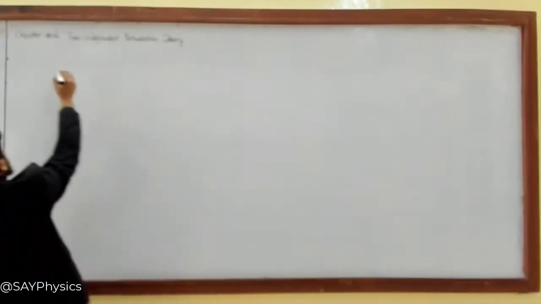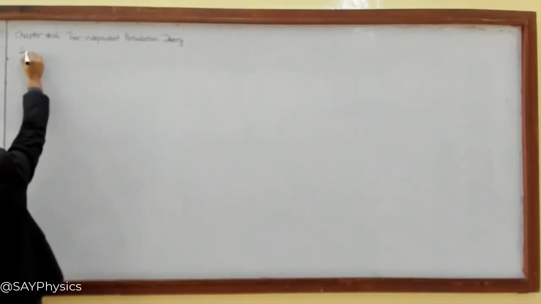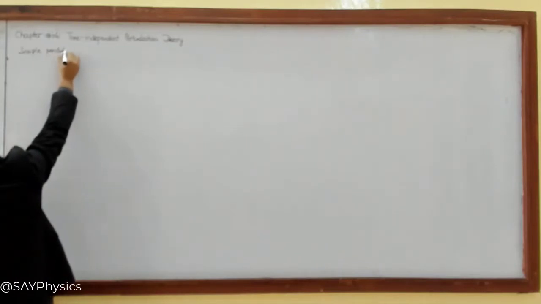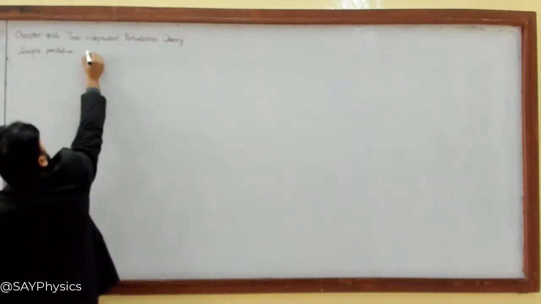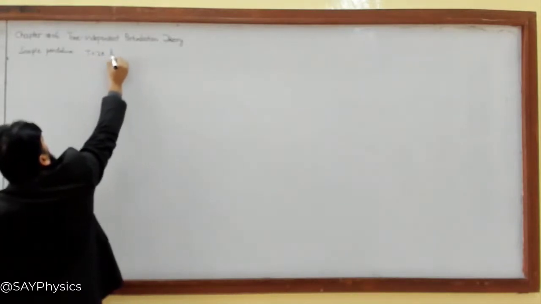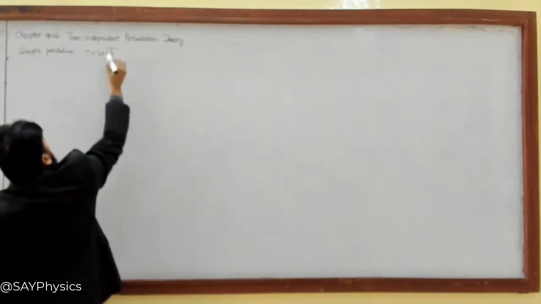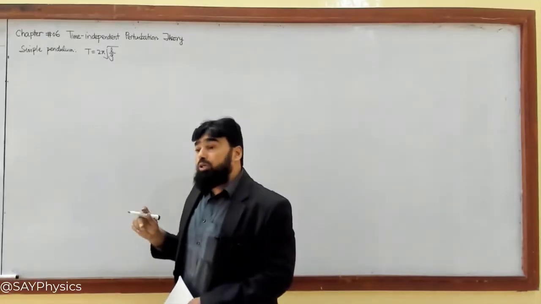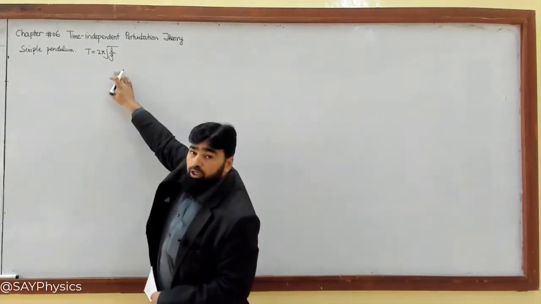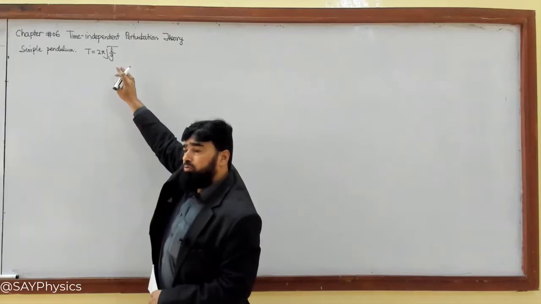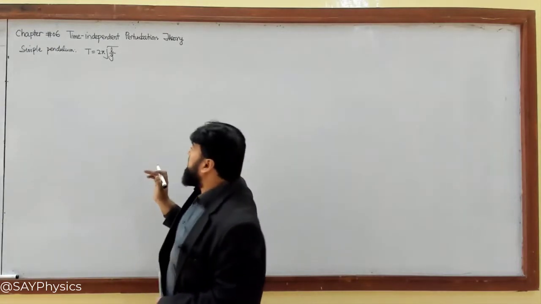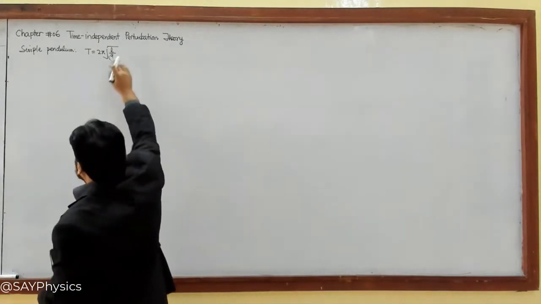For example, you have studied the simple pendulum. In the simple pendulum, you have derived the time period, which is 2π√(L/g). Now how did you derive this equation? There is some approximation involved in this. In most of physics, you will apply some approximation. So how do you derive this?